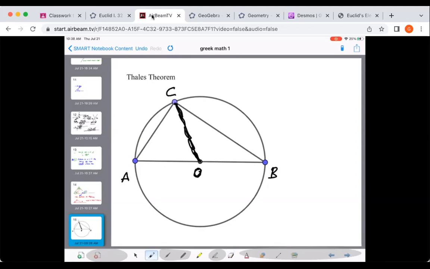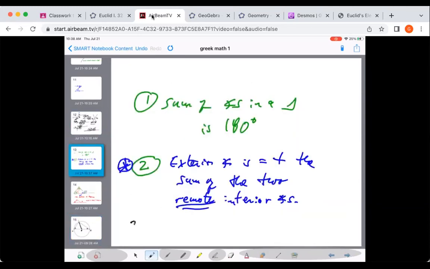Okay, now check this out. I'm going to call this angle 1 and call this angle 2. Now, Euclid says, well, they would have been aware back then. Let me add it to this list. The base angles of an isosceles triangle are congruent.